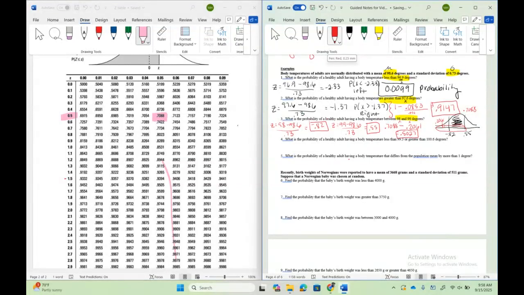For number 4, what is the probability of a healthy adult having a temperature less than 99.3 or greater than 100.6? I'm going to try to make myself some room here. For this question, 2 z-scores again. I've got 99.3 and 100.6. I want to be greater than this or less than this. All right, 2 z-scores. First one.